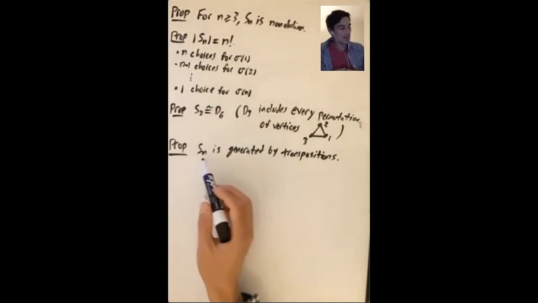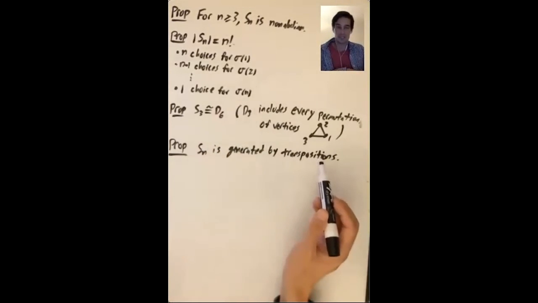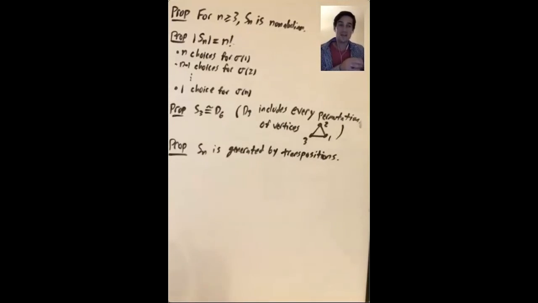Okay, Sn is generated by transpositions. That is, every permutation can be written as a product of transpositions. Now, I'm no longer claiming that there's any kind of uniqueness here. There isn't, right? Like, there's a lot of ways that you can write the identity as a product of transpositions. It's the product of no transpositions, or it's the product (1 2) times (1 2), right?